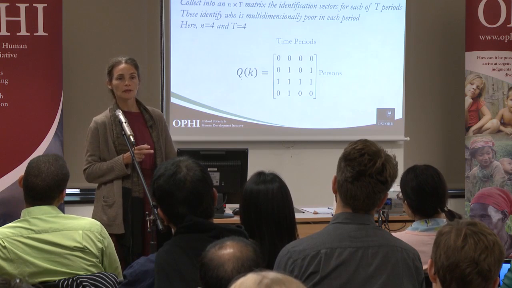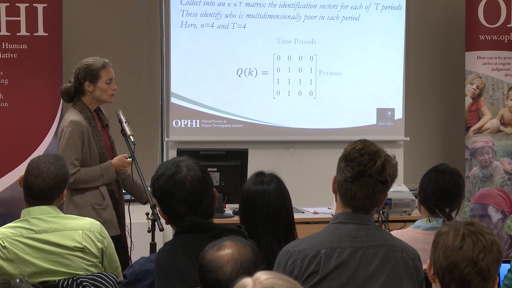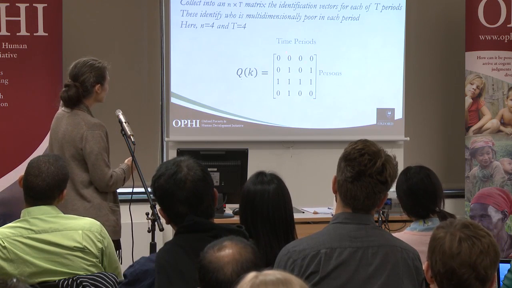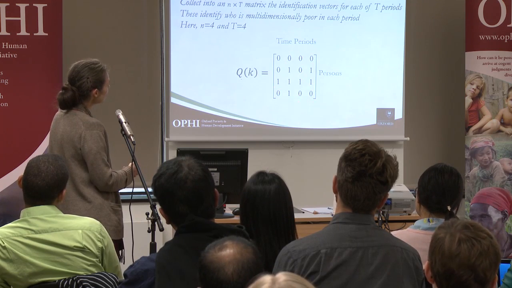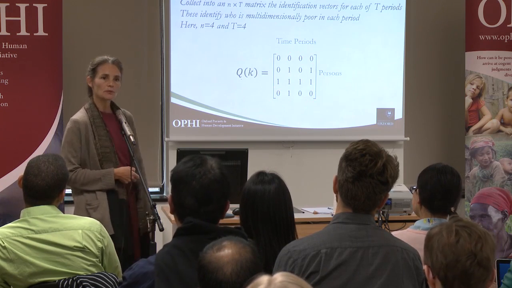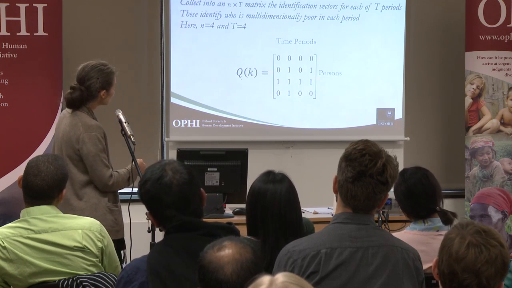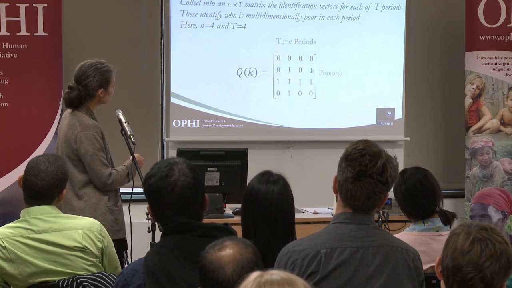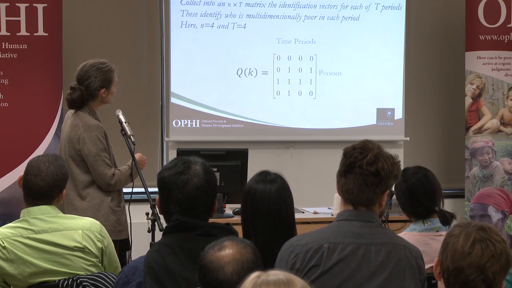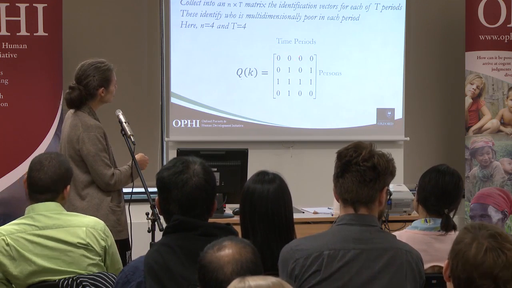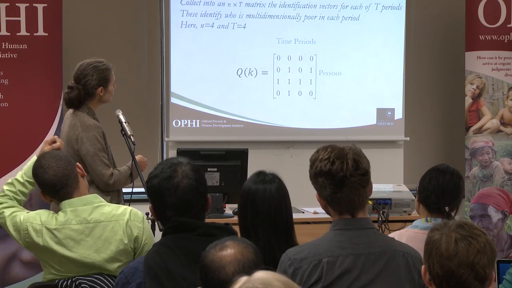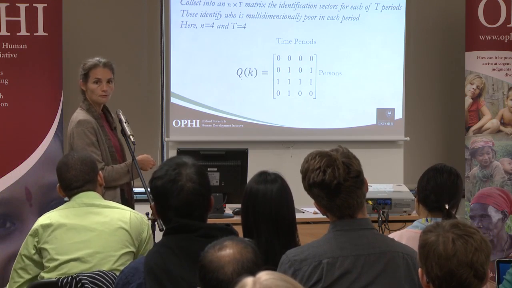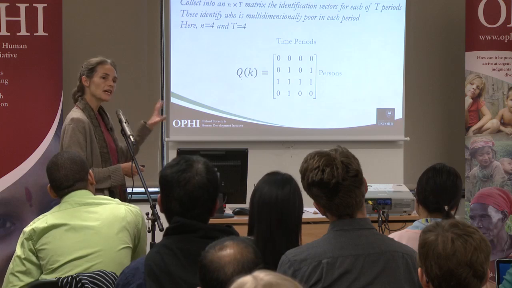Now we look at multiple periods. And what we do is we identify who's multidimensionally poor in each of the periods. This was the period we just looked at, the last period. So although this looks like the other matrix, actually this represents that person 1 was not poor in period 1, 2, 3, or 4. Person 2 was not poor in period 1, but poor in period 2, not poor in period 3, and poor in period 4. Are you with me? So it's a different kind of matrix.